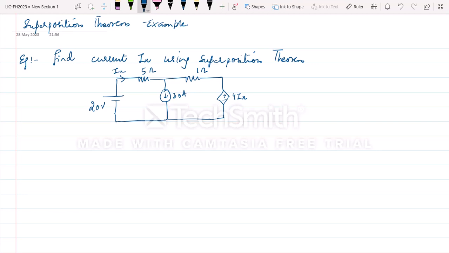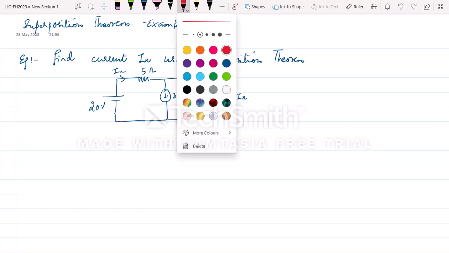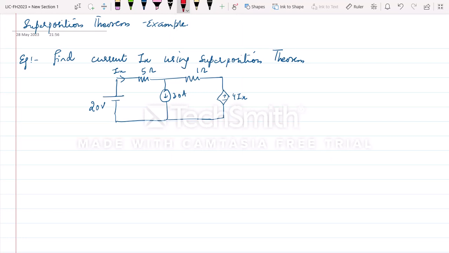Hello students. In this video we are going to see an example on the superposition theorem in circuits containing dependent sources. You can see the dependent source here, which is 4Ix. 4Ix is a voltage source which depends on current Ix. And we are going to use the superposition theorem here.